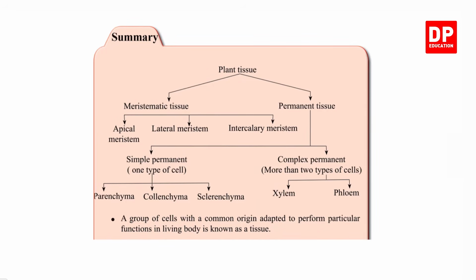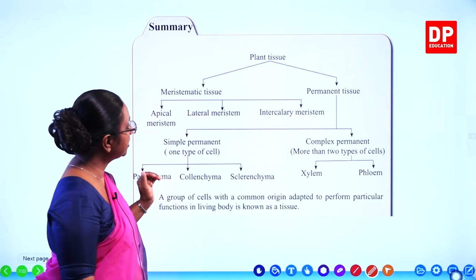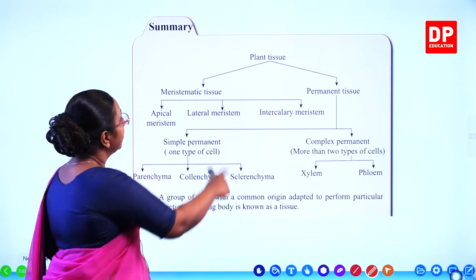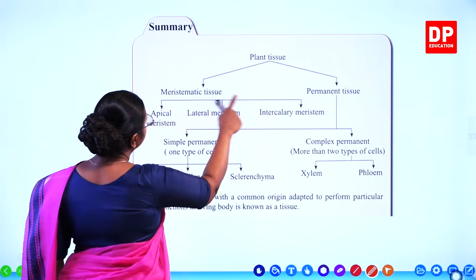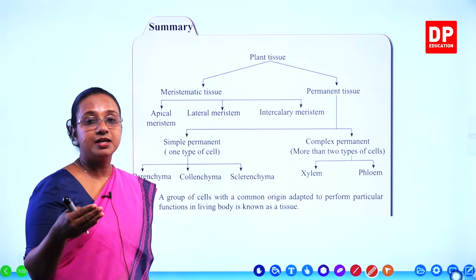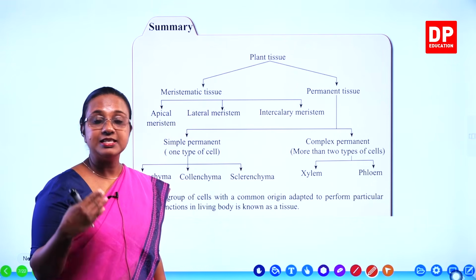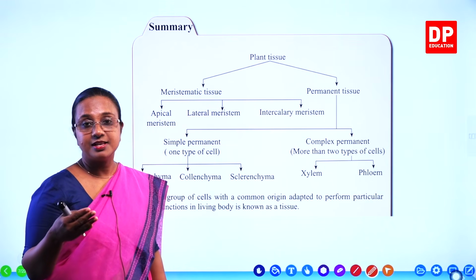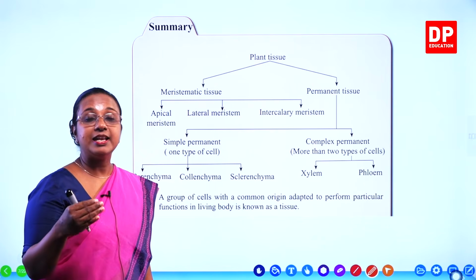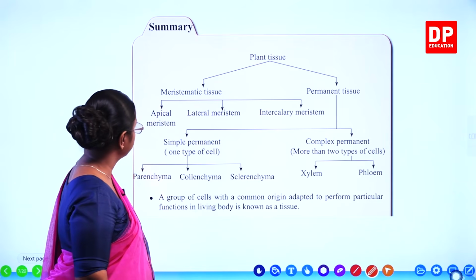So, here we have already discussed the plant tissues. A diagrammatic representation of the classification of plant tissues is given. Initially, we divide it into 2 main groups. The meristematic tissue that divides continuously. Permanent tissue, tissue that contains differentiated cells which do not divide all the time, or the cells that have lost their ability to divide are permanent tissues.